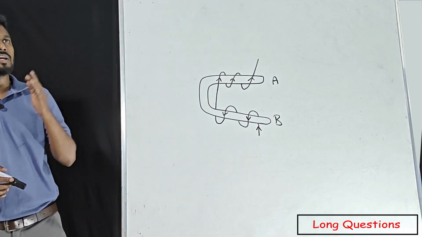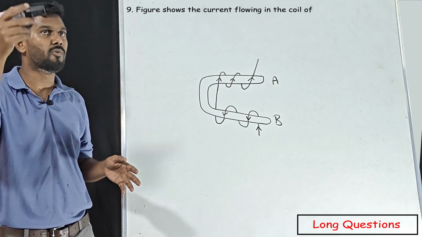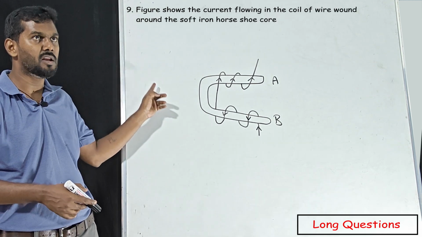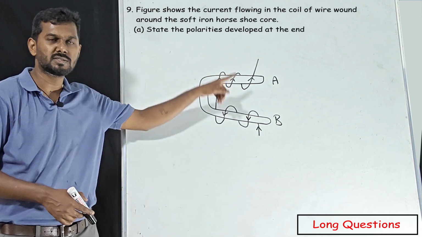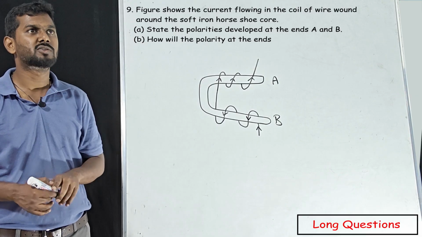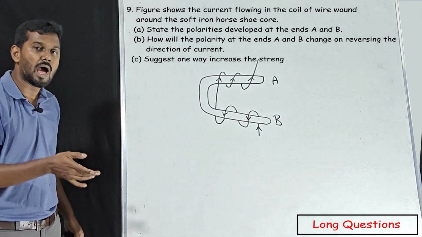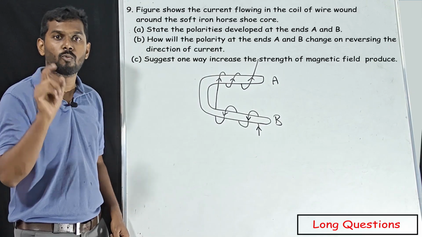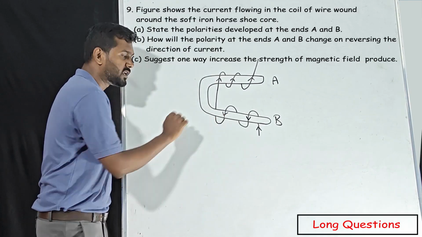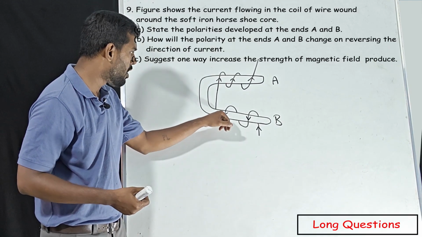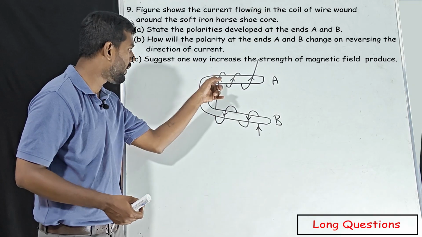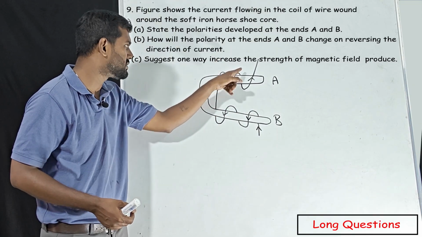Our next question: the figure shows the current flowing in the coil of wire wound around the soft iron horseshoe core. Horseshoe means U shape only. Now the first question, state the polarities developed at the ends A and B. In the previous question I have given one hint, based on the direction. Now see the direction. One is down, one is up, the direction arrow marks.